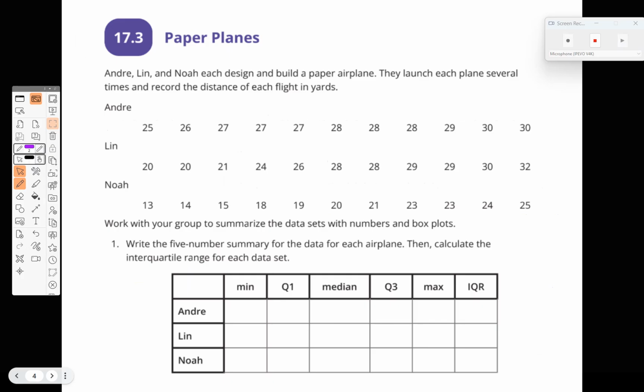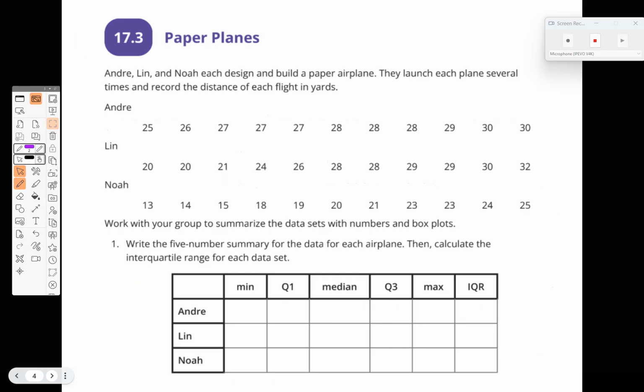We're flying paper airplanes today. Each of these designs happens in different ways. They launch each plane several times and record the distance of each flight. One really nice thing they did for you is put them in order already, so that process is done. They made us a table. You are going to copy this table onto your boards, because that's how you check to make sure we're all good.